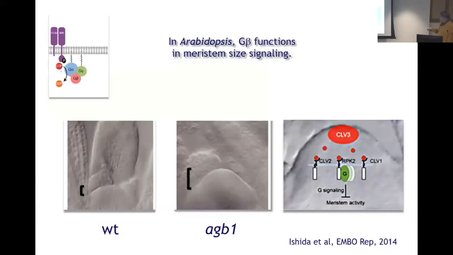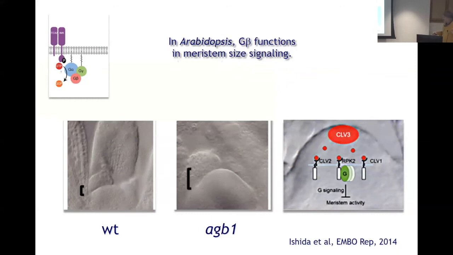And the other reason was that work in Arabidopsis, published very soon after our work in maize, actually showed that in Arabidopsis, G-beta controls meristem size. So we had G-alpha controlling meristem size in our mutants. In Arabidopsis, it's G-beta, right? So G-beta mutants in Arabidopsis have big meristems, and this group in Japan found that G-beta interacts with RPK2, which is not a classic Clavata receptor, but it's a Clavata-related receptor that also functions in the meristem.